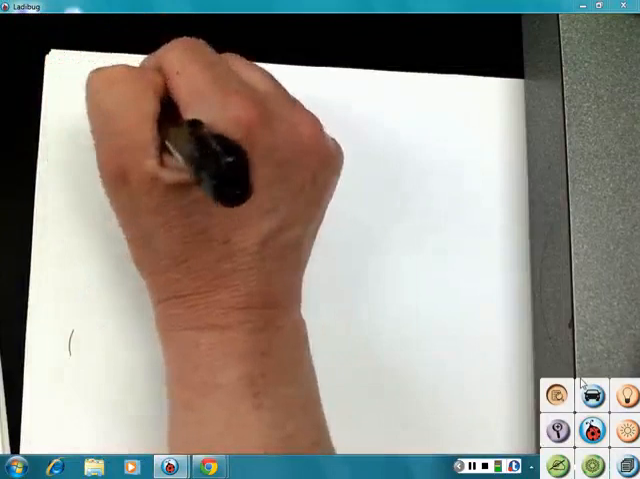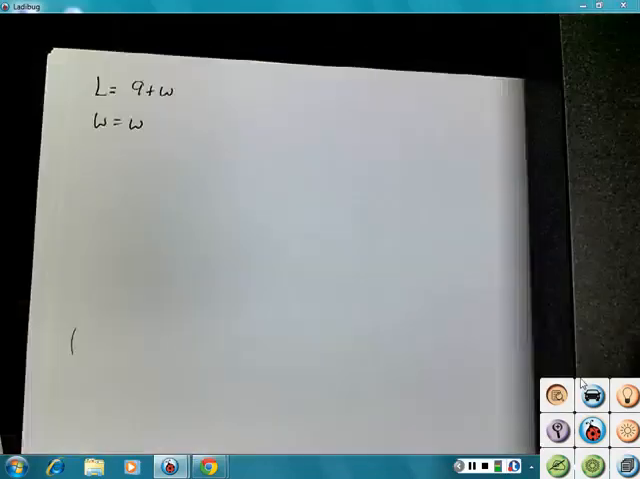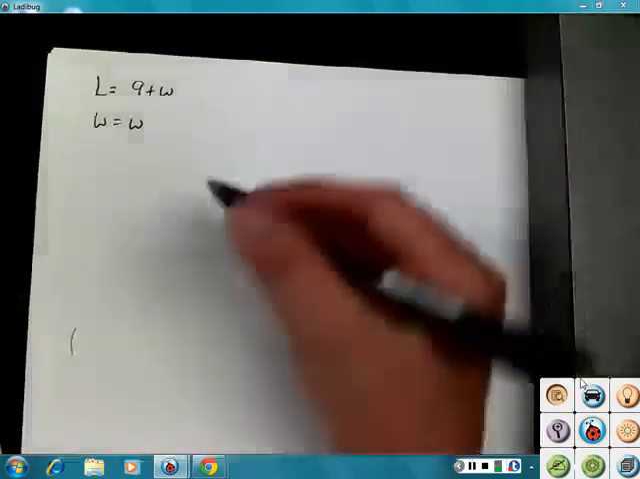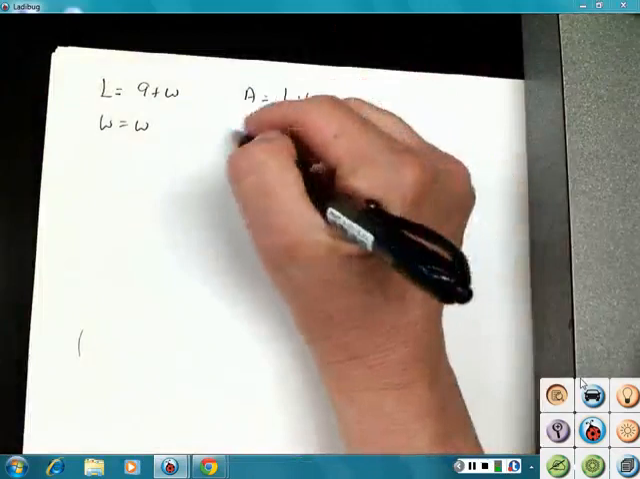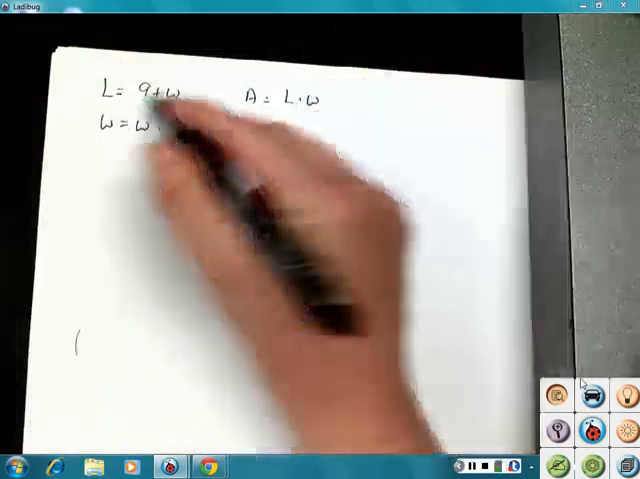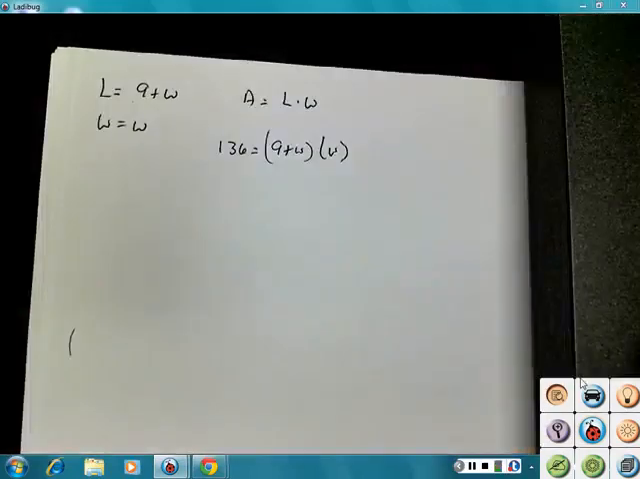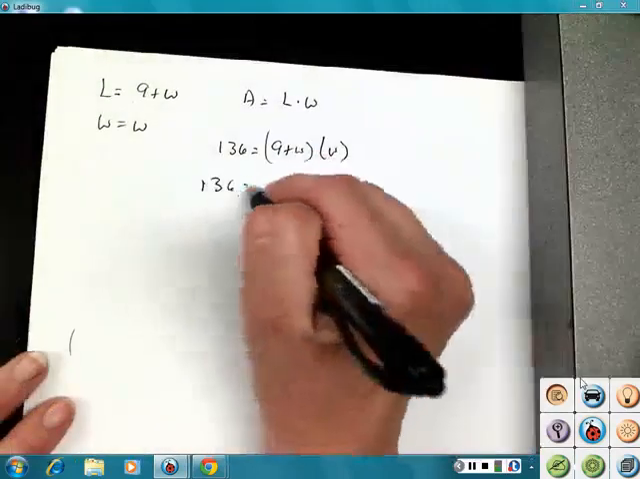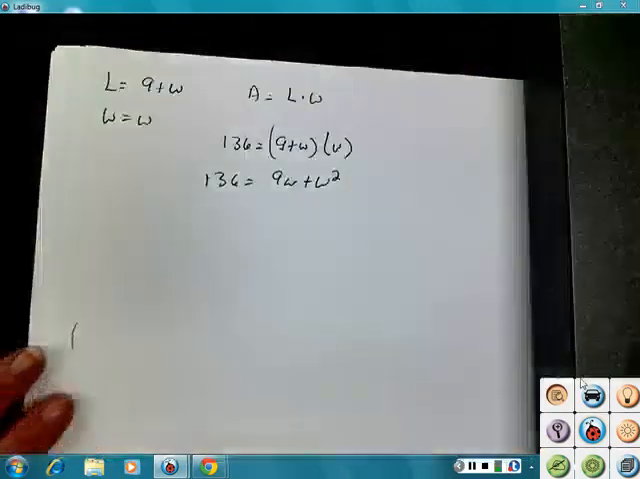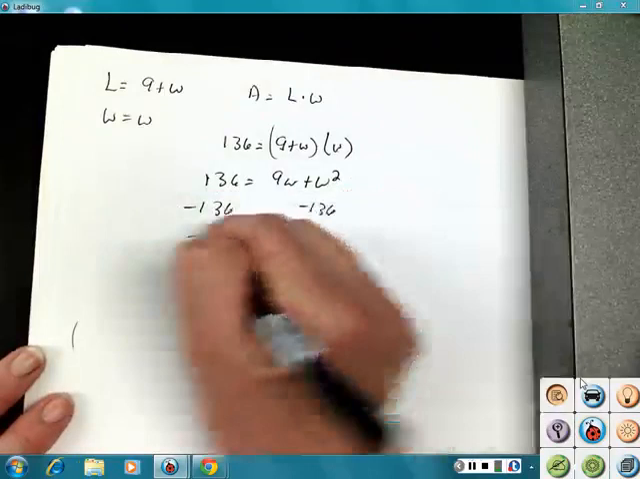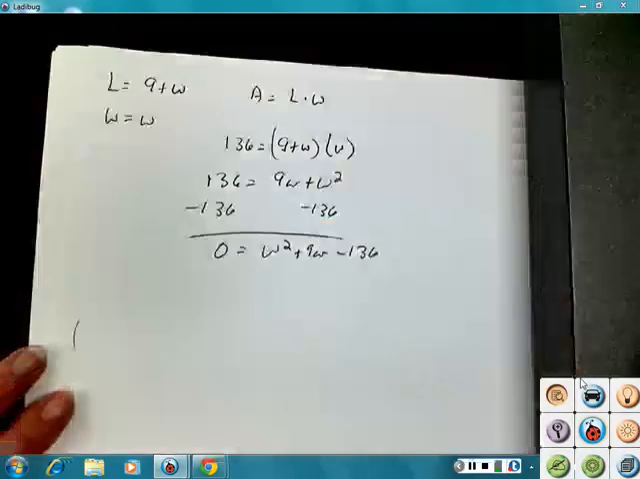The length of a rectangle is 9 more than the width. Okay? The width is just the width, because that's going to be what its standard is. The area of a rectangle is length times width. So if I put in the area, which is 136, the length is 9 plus W, because that's what they told me, times W. So 136, 9 times W is 9W, W times W is W squared. Move my 136 over. I get 0 is equal to W squared plus 9W minus 136.